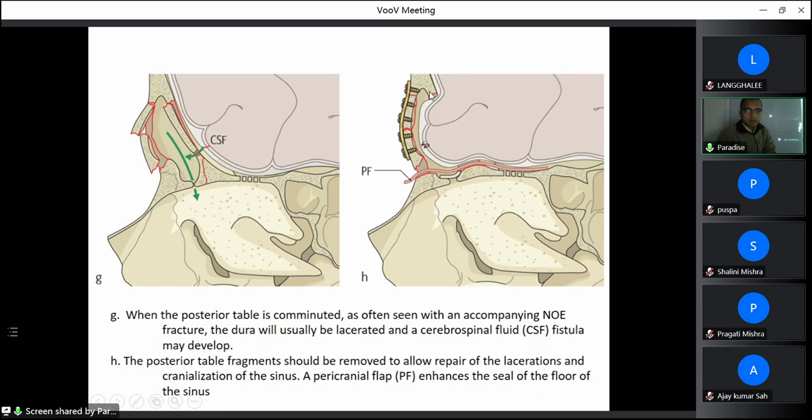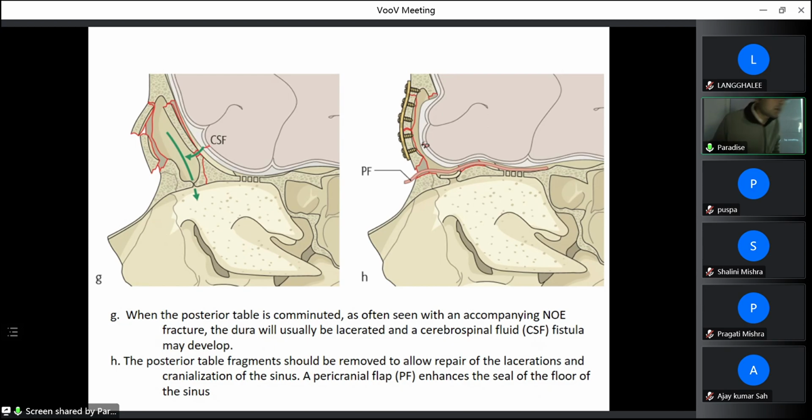Now what will happen? The brain will herniate into the frontal sinus, and this process is known as cranialization. What is cranialization in case of frontal sinus fracture? Cranialization means the extrusion of brain parenchyma into the frontal sinus. It is indicated when the posterior table is fractured, there is CSF leakage, and there is tearing of the dura mater. In such a condition, you have to remove the posterior table. It will not happen immediately. You have to leave the frontal sinus vacant. After a few months, or sometimes 1 to 2 years, the brain parenchyma will herniate into the frontal sinus. And this process is known as cranialization.